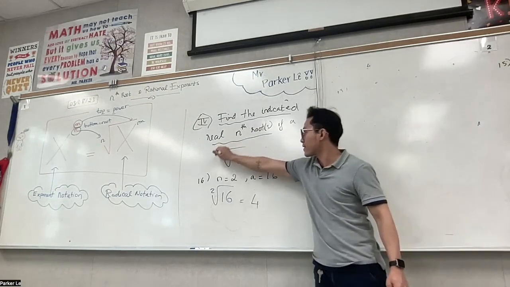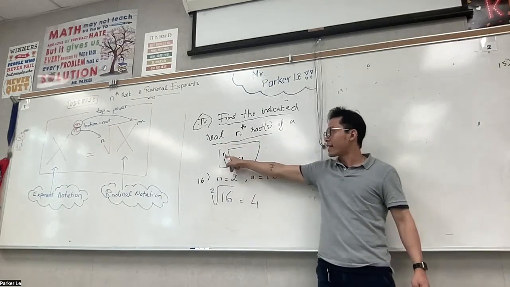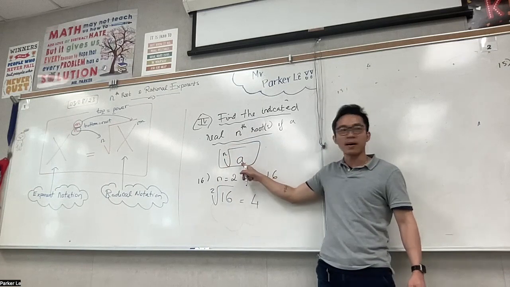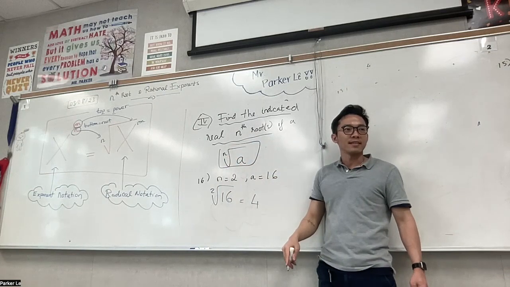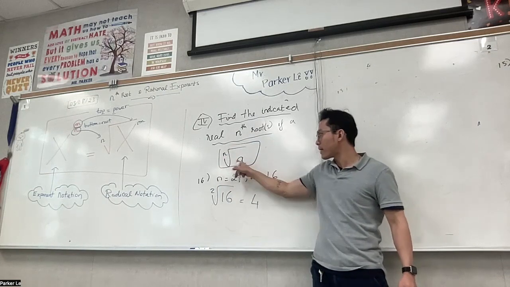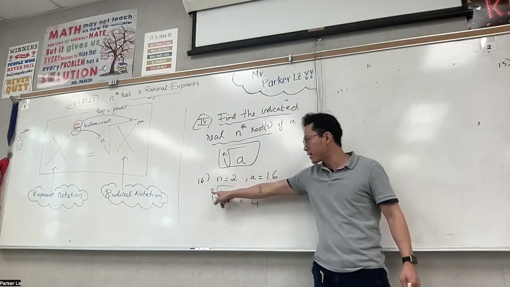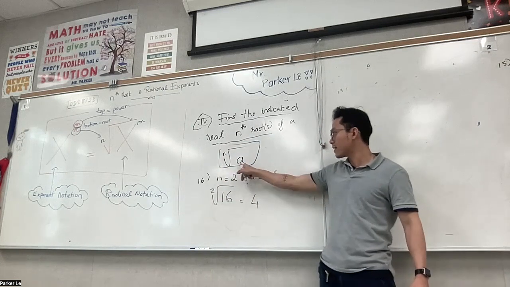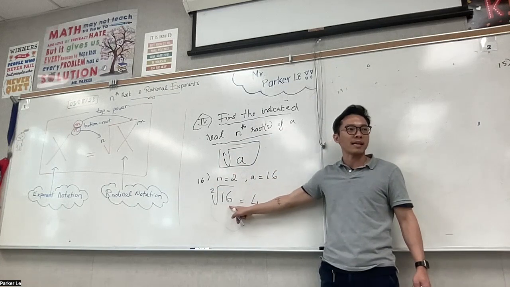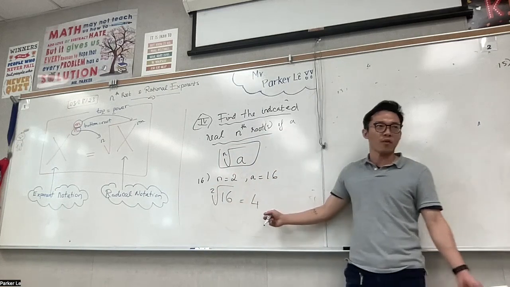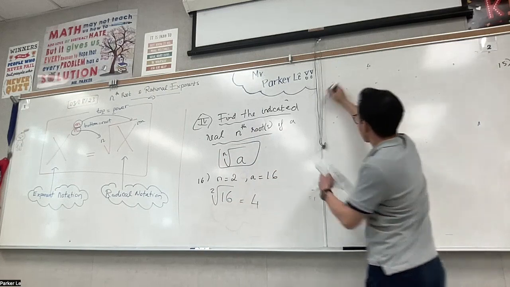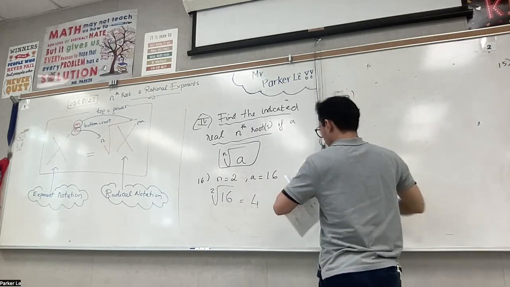So I give you this, and then I give you the number of n and the number of a, and just plug it in. Like the nth root of a, I give you n equal to 2, you plug it in. I give you a is 16, you plug it in, and you find the answer. So the square root of 16 is 4. That's the part 4.